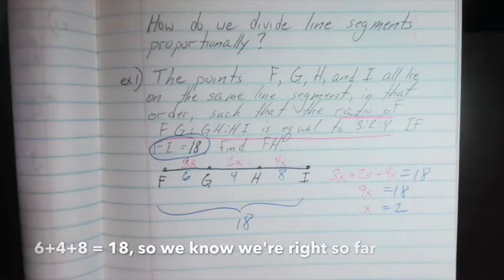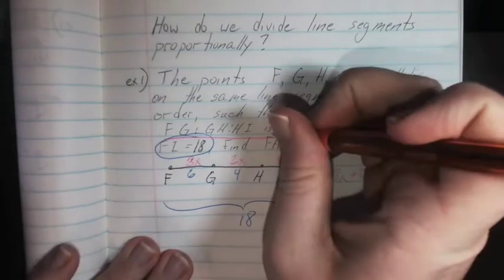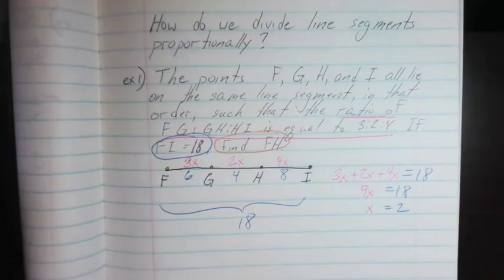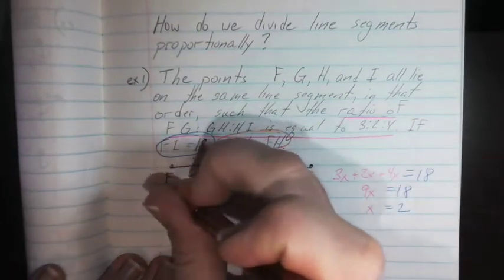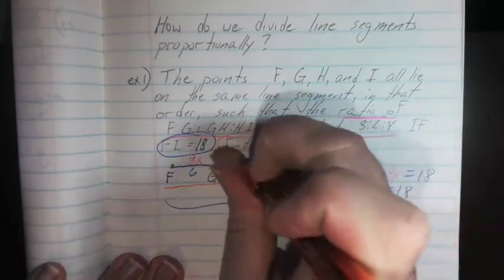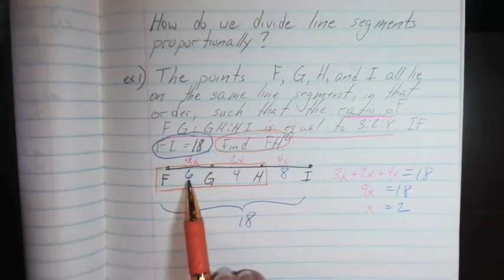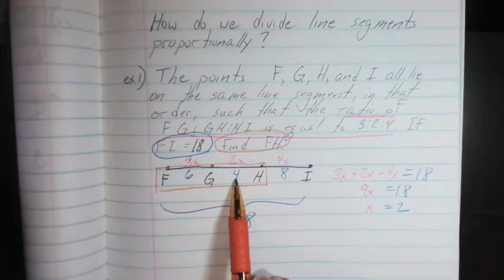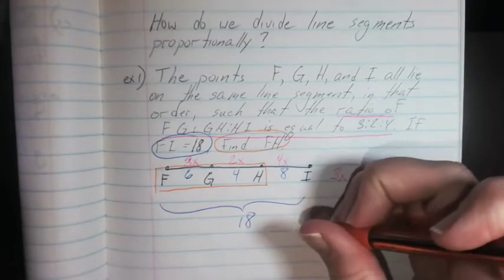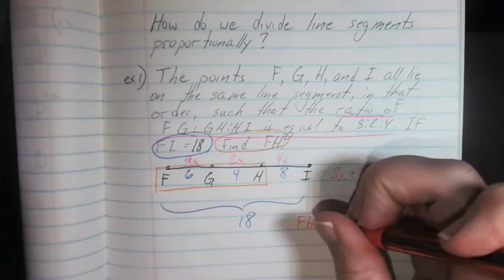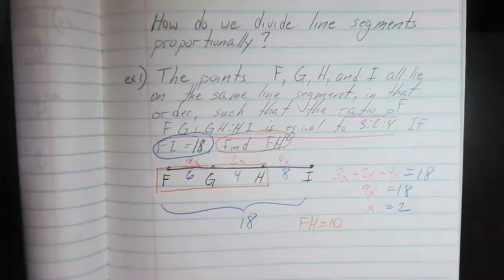Now, careful, we need to figure out what we're trying to find. Luckily, they tell us what we're trying to find. Here it's FH. Well, FH is here, this distance. We knew before that it was 3x and 2x. Well, now we know that it's 6 and 4. So that means that FH is just equal to 10. So even though it was in 1 dimension, we still made an equation, we still set it up, we still solved it, and we still drew a diagram. Cool. So that was our first example.